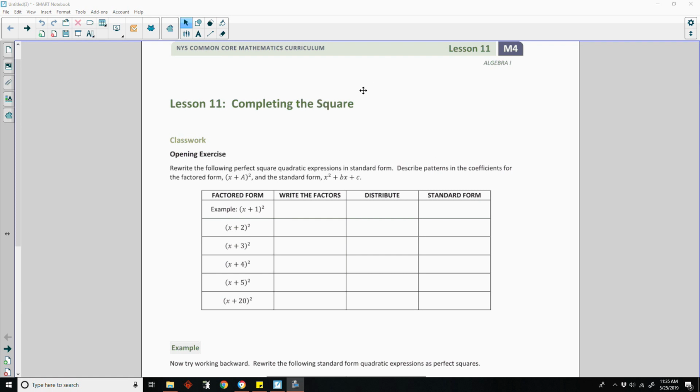Welcome to Lesson 11, Completing the Square. This is just one of many ways to factor a quadratic expression. Or equation.